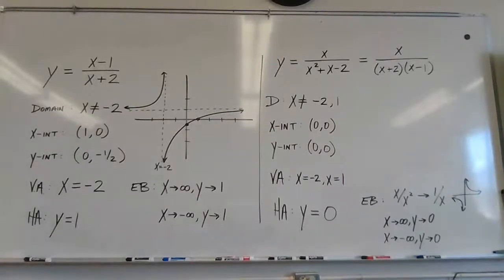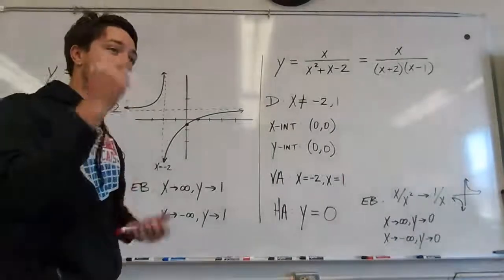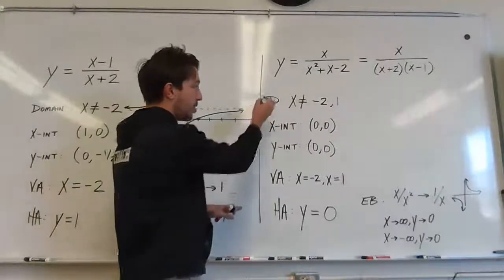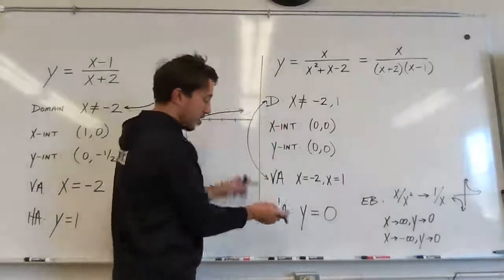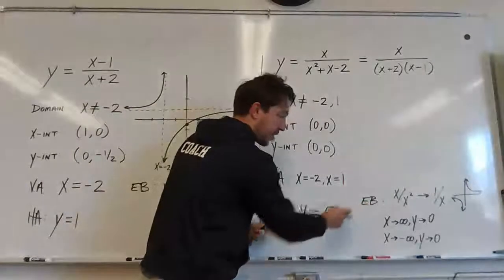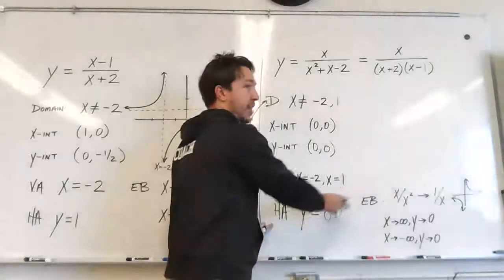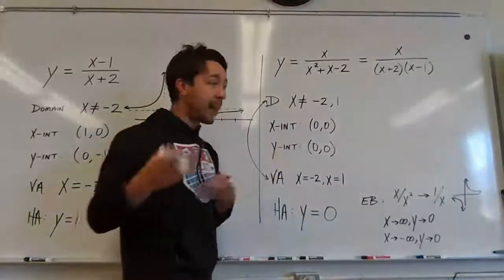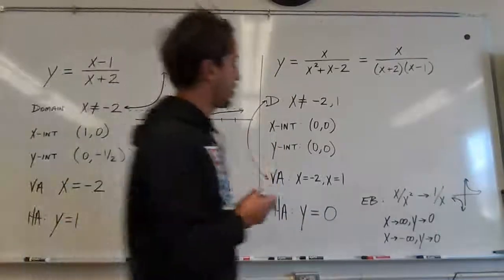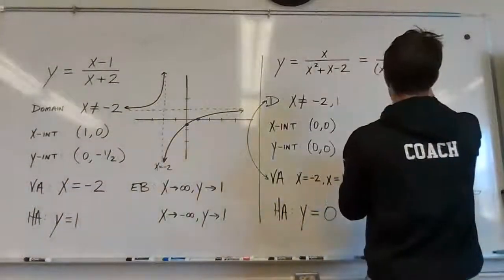Good to mention. So the connections that definitely are there are the domain and vertical asymptote, a strong connection. The horizontal asymptote and the end behavior, I wouldn't even say it's a connection necessarily. They're literally the same thing. They're just different ways of writing the same fact. So there you go. All right, ready for the difficult part?